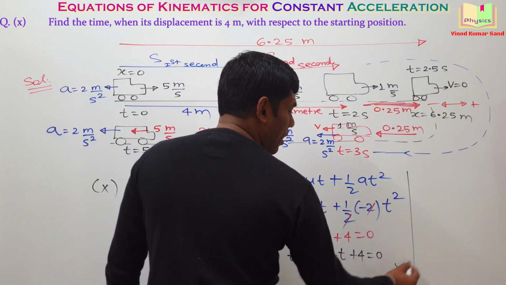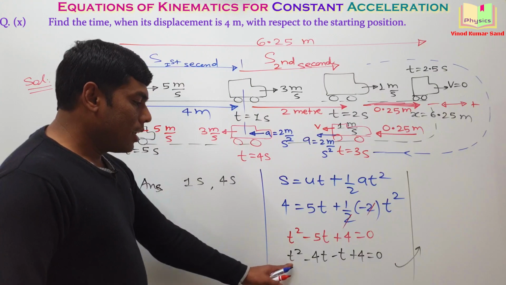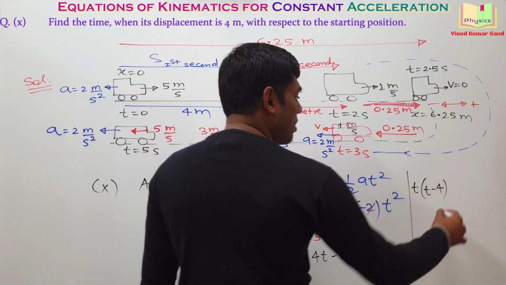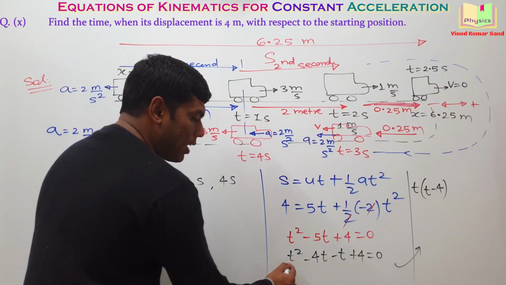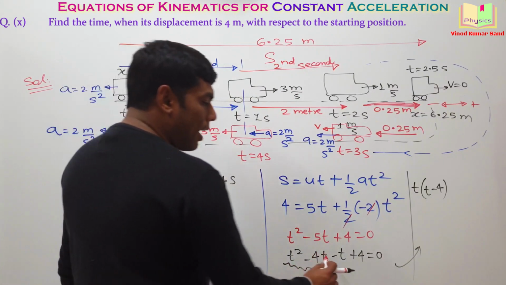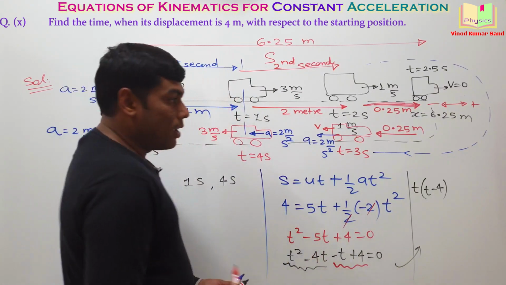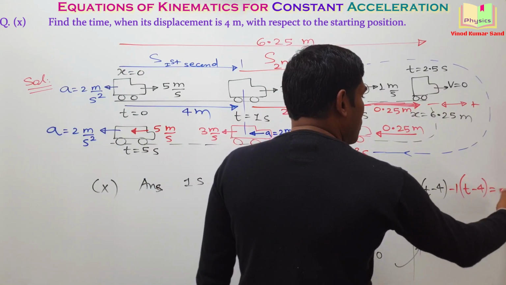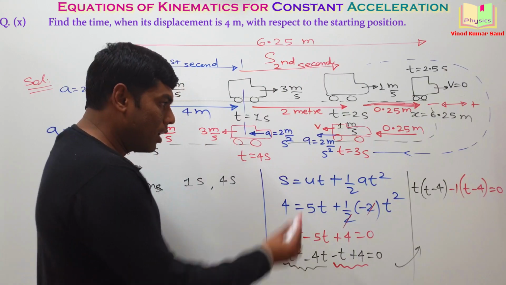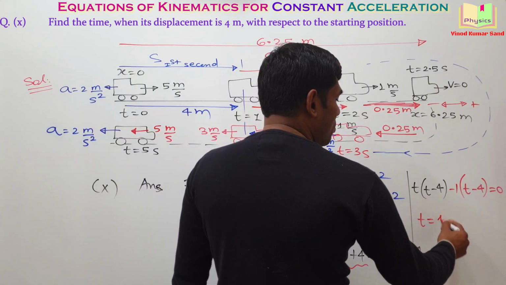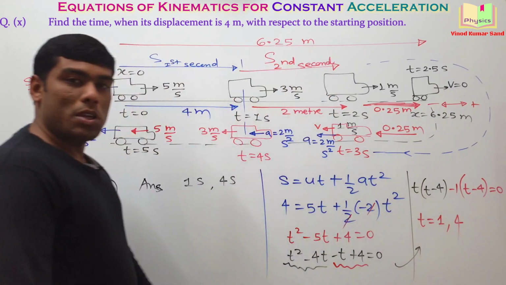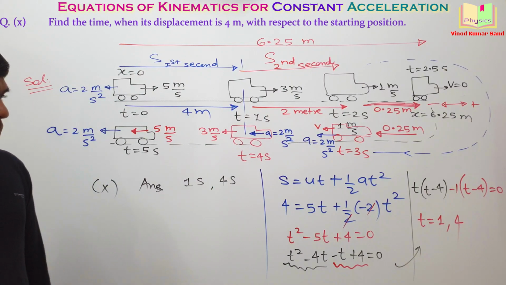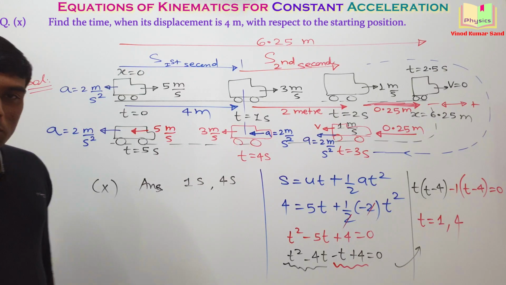I hope you remember how to solve such things. Here I am taking t common. So it will be t bracket t minus 4. For this part I have done the computation. Then I am taking minus 1 common here. Then minus 1, and it will be t minus 4 is equal to 0. Simplifying this, t comes out to be 1 and t comes out to be 4. Okay. Simple question. Note it down.